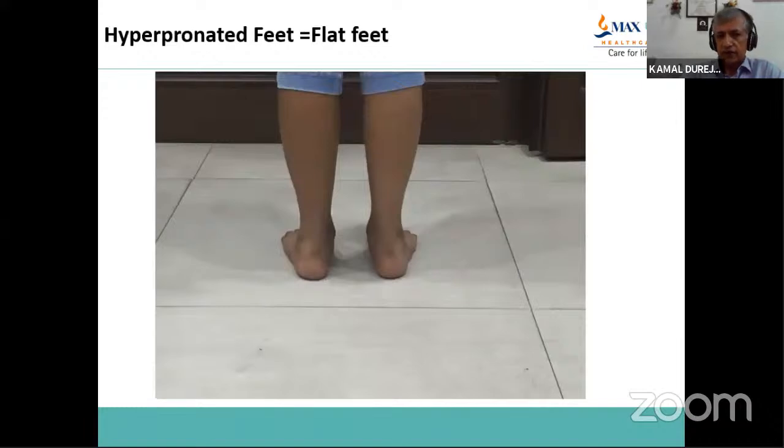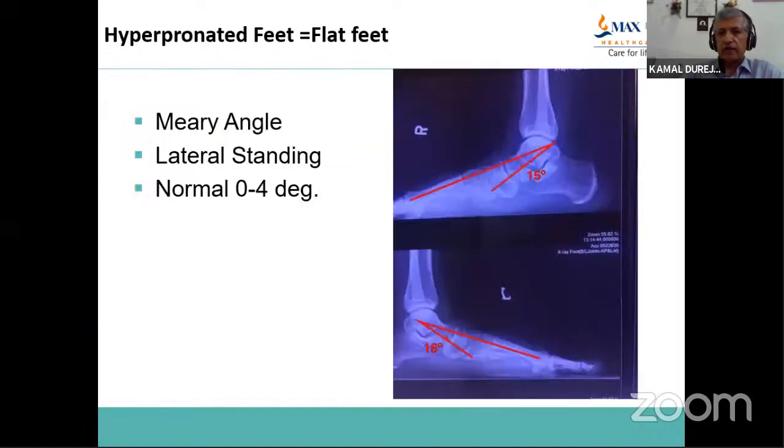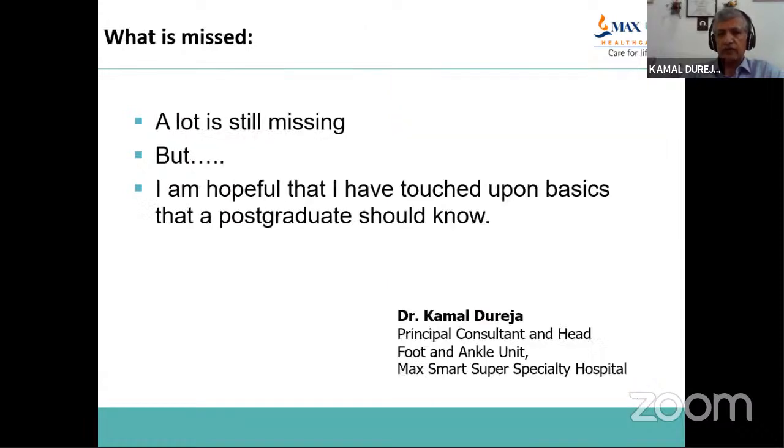I will just cover a very commonly occurring hyperpronated or flat foot, and how these parameters change in it. If you see these hyperpronated feet, the talus second metatarsal angle, which normally should be 16 degrees, is found to be increased in this case. Similarly, the medial angle, which normally should be about 0 to 4 degrees, is also increased in these cases.